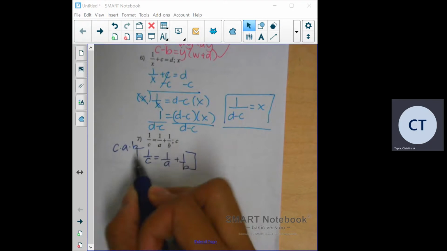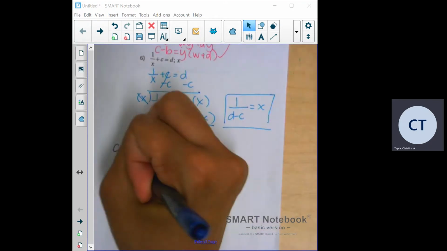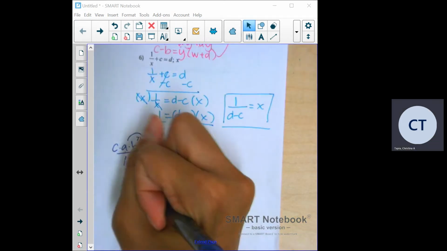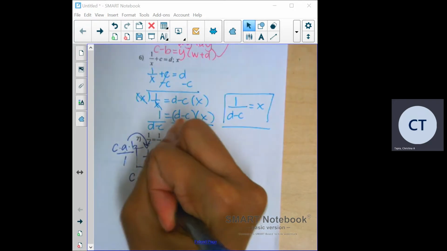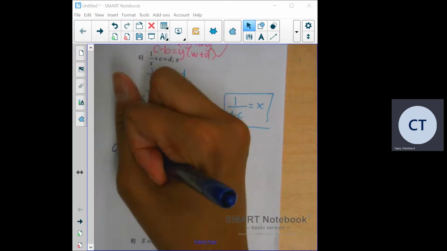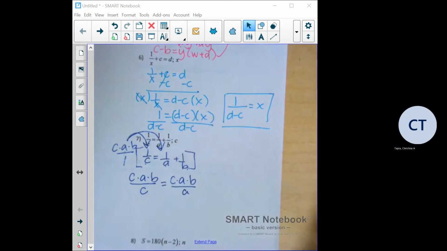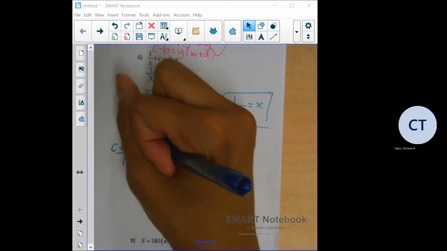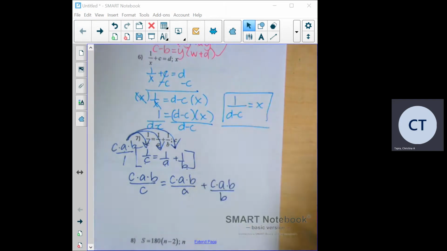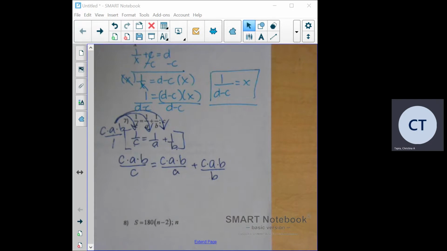What I'm going to do is multiply all 3 of these terms by C, A, and B. And when you're multiplying, you're only multiplying the numerators. So for the first one, C times A times B over C equals C times A times B over A. And then plus C times A times B over B. That's probably my favorite part of math. What can I do from here?